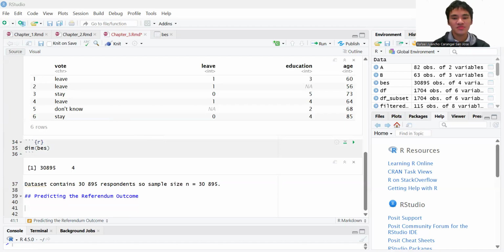Okay, so to compute the proportions of individuals who were in favor of and opposed to Brexit in the BES sample, we create a table of proportions of the variable vote. But first, we need to create a table of its frequencies.